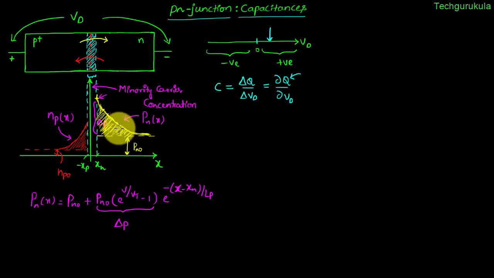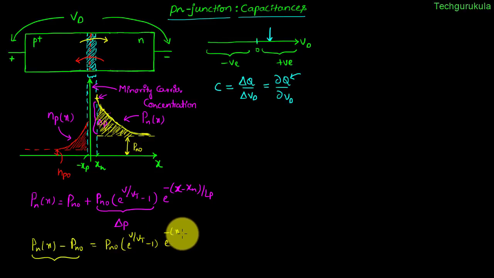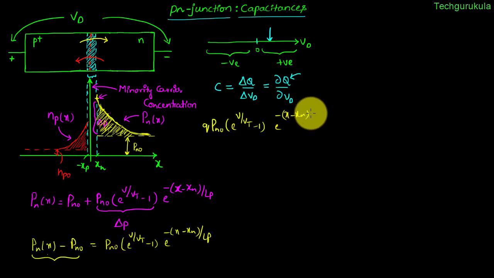concentration in the N-side material. The excess carrier concentration is given by Pn of x minus Pn naught, which is equal to Pn naught times e power V by Vt minus 1 times e power minus of x minus xn over Lp. Pn of x minus Pn naught would give us the excess hole concentration in the N side. And we need to find the excess charge concentration in the N side. To find excess charge concentration, we need to multiply this with q so that the expression would become q times Pn naught times e power V by Vt minus 1 times e power minus of x minus xn over Lp.